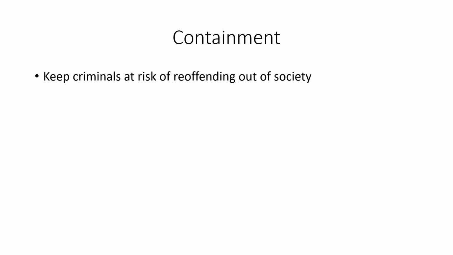Containment is the justification of punishment to keep criminals out of society, or to put constraints on the criminals so they cannot reoffend. So even if they want to, they can't. So putting someone in prison is a form of containment. So you say you're not concerned about communication or desert or deterrence. We're not really bothered with that. We just want to make sure that they're out of the way and not hurting anyone else in society.